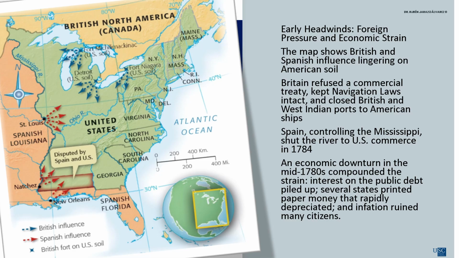An economic downturn in the mid-1780s compounded the strain. Interest on the public debt piled up. Several states printed paper money that rapidly depreciated, and inflation ruined many citizens. Ironically, these pressures both harmed the infant nation and galvanized support for stronger federal structures.